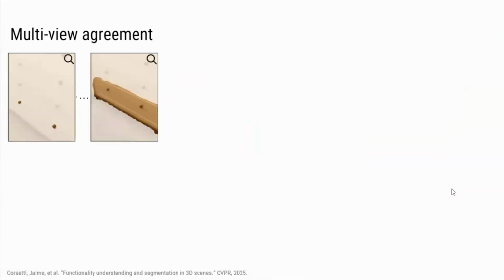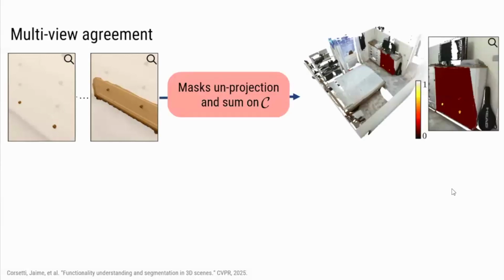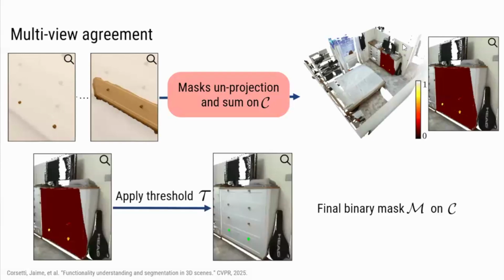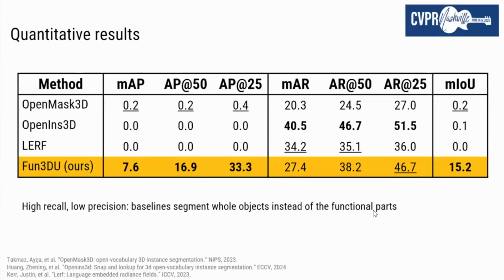In the next step, we want to fix this, and we do this by multi-view agreement. We have all the sequences of masks of the functional object. We unproject and sum them on the point cloud, as we assume that we also have the camera poses. In this way, we can build a heat map of the functional object in the scene. Finally, very simply, we apply a threshold in order to get a binary mask, and this would be the final functional mask on the point cloud.